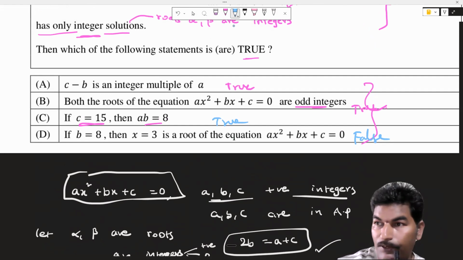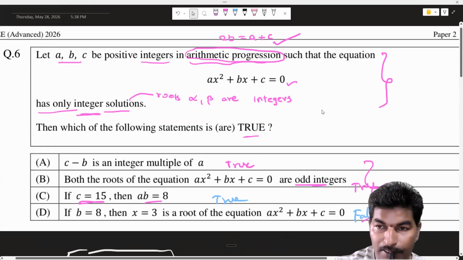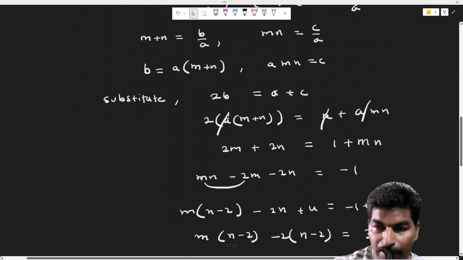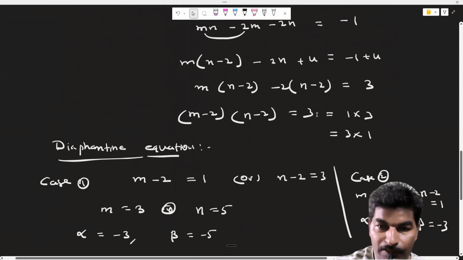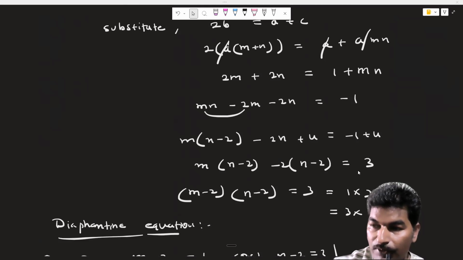Hence you understood this question. It's very strategic. And here, in solving Diophantine equations, this knowledge is important. If you are not aware of that, please use the comment section and I will try to make a video on Diophantine equations.